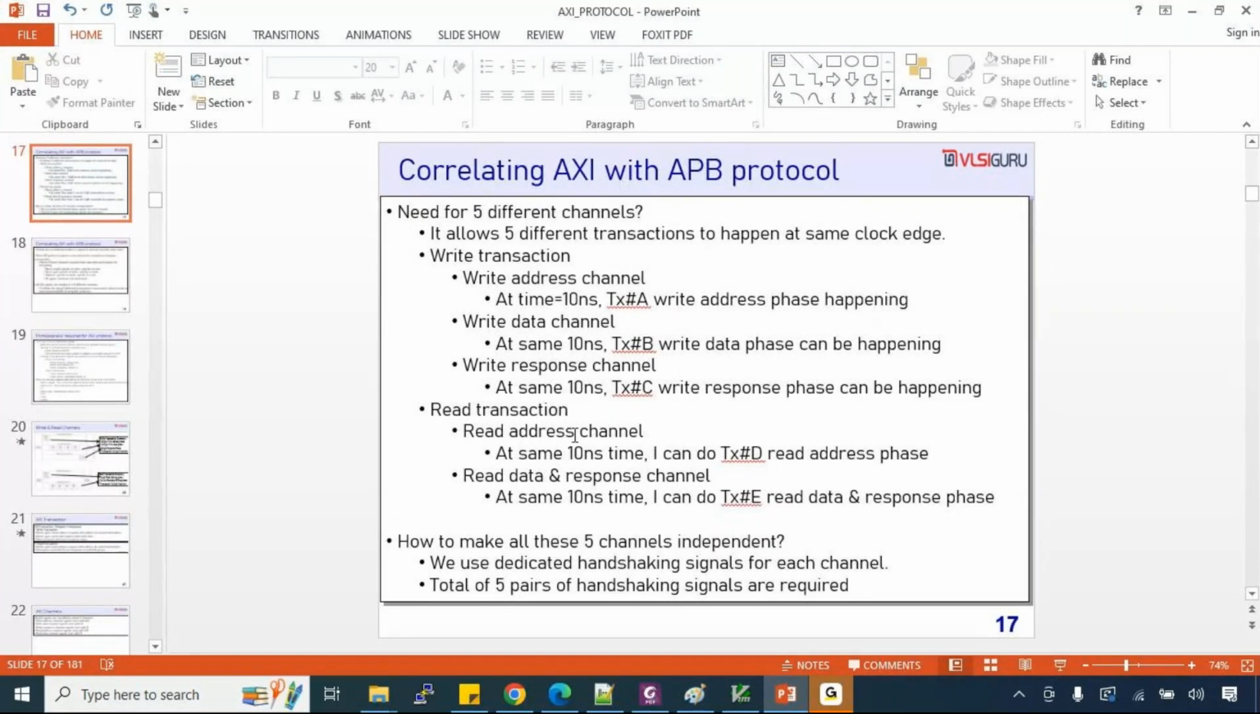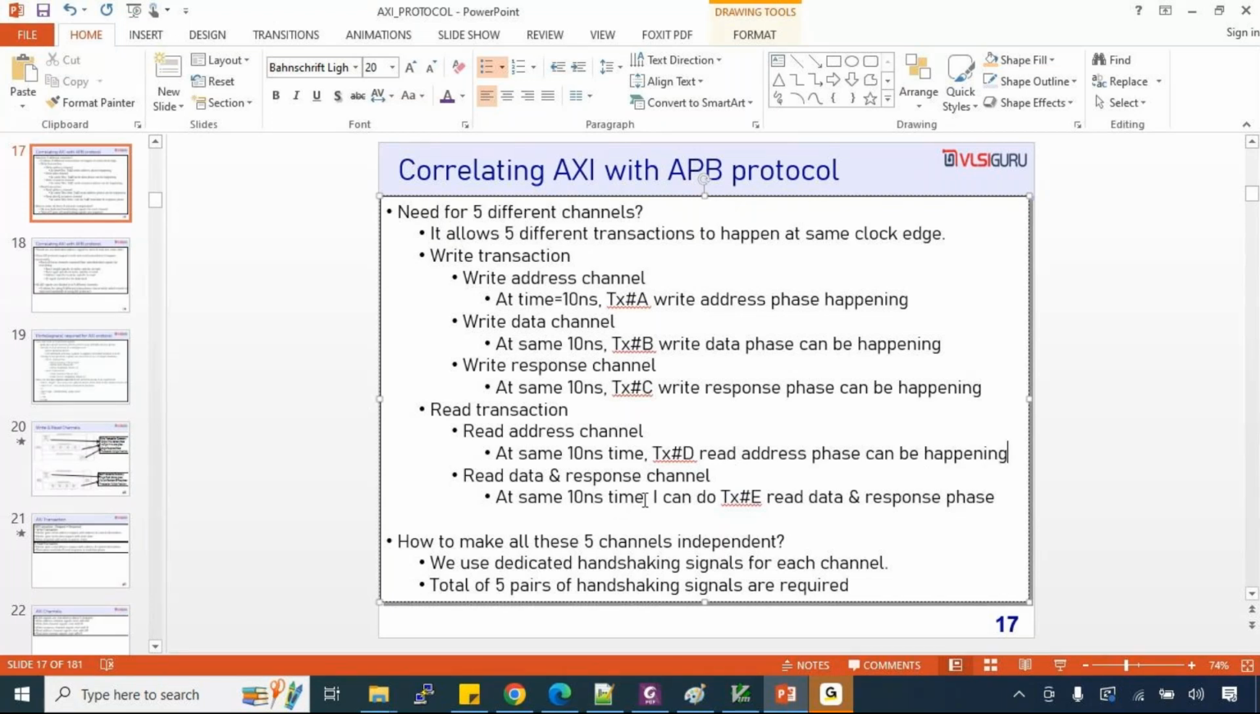So in case of read transaction, at the same 10 nanoseconds, transaction D read address phase can be happening. And at the same 10 nanoseconds, transaction E, I mean some other transaction, read data phase and read response phase can be happening.